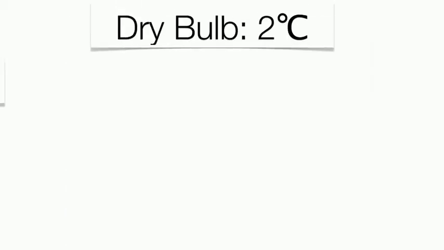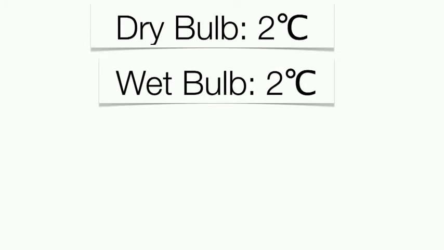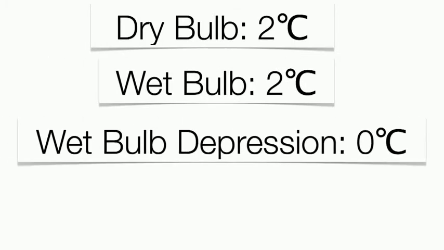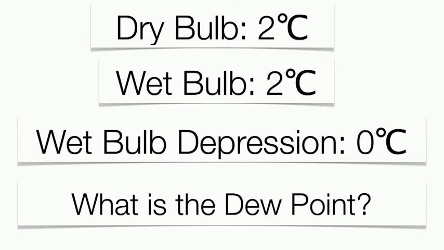To give you one more example with the dew point. Dry bulb of 2, wet bulb of 2. You subtract them, you get a difference of 0. From there, we want to know what is your dew point.